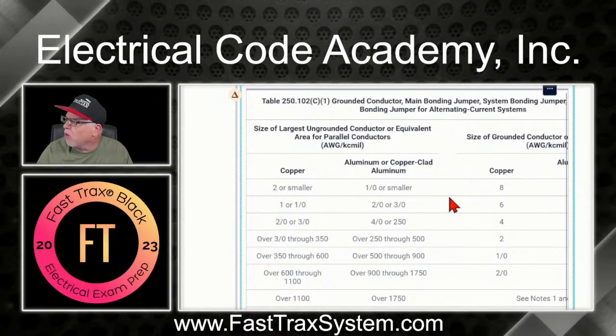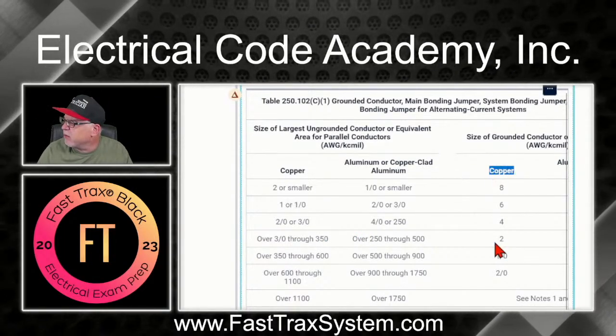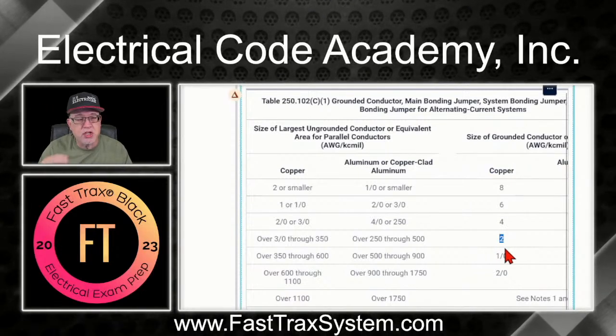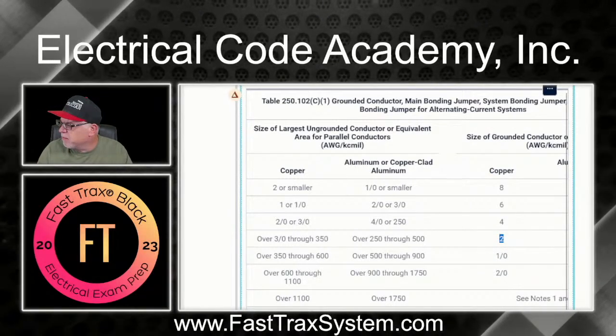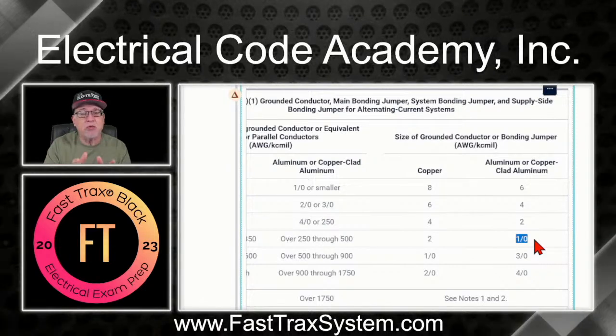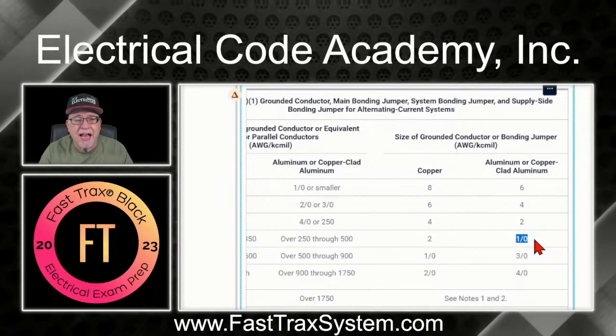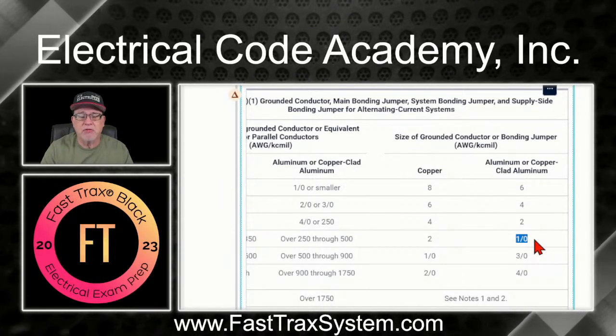All right, so go over here. If we have a copper grounded conductor right there, then it would be what? It would be a 2 gauge. If it was an aluminum grounded conductor, then it would be a 1/0. Okay, makes sense? So you simply go right here and guess what? That is the minimum size of your grounded conductor to go in that raceway.